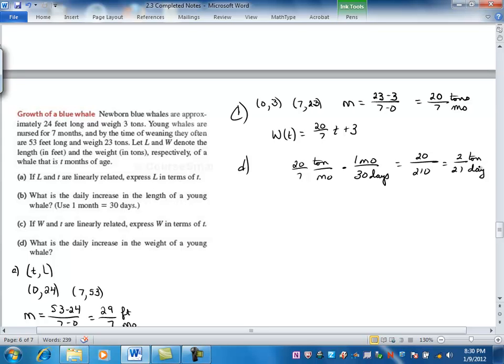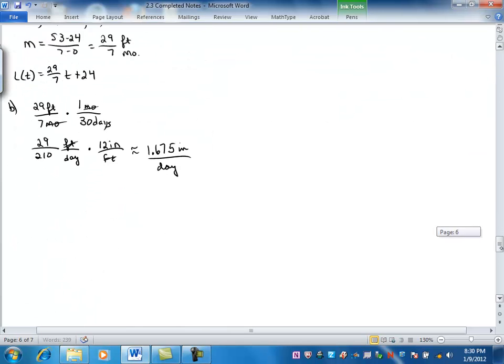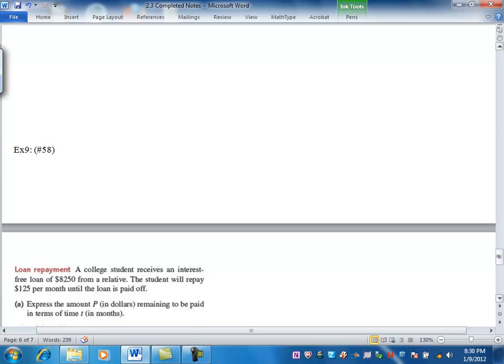And if we use the fact that there are 2,000 pounds in a ton, 2 tons over 21 days, 2,000 pounds in a ton, this gives us about 190.476 pounds per day. These dudes grow, don't they? Pounds per day. I don't really know that much about whales in general, but nice problem there to look at.